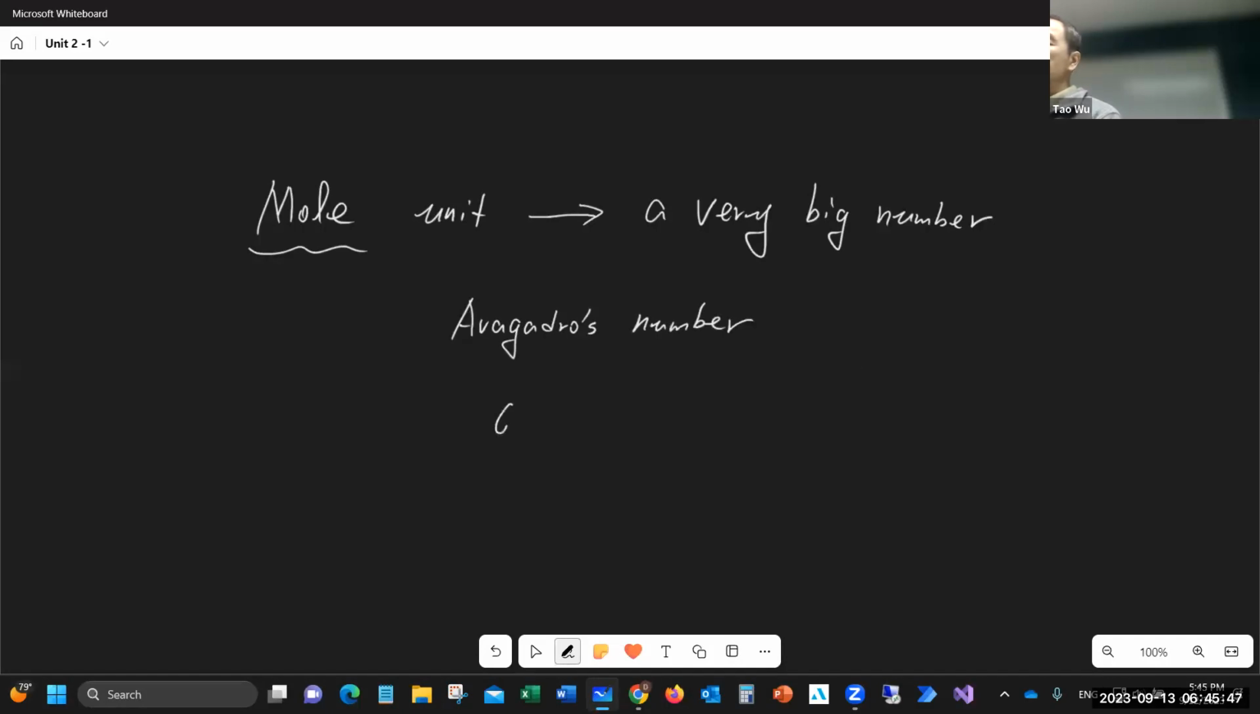Avogadro's number is 6.02 times 10 to the 23. You probably have no idea how big this number is. It is a very big number, but you probably have no sense of it. I'll give you two examples. You probably know this one: does anyone have a lollipop?